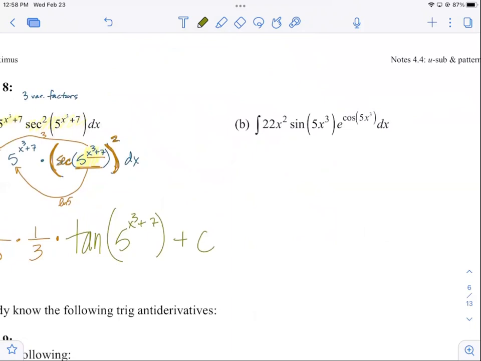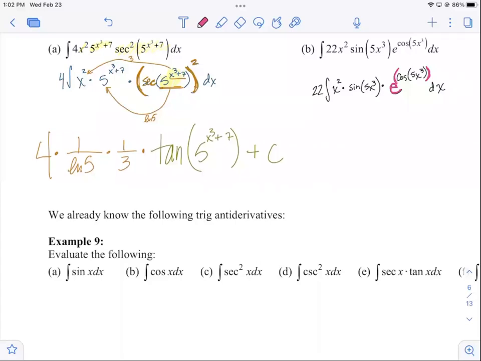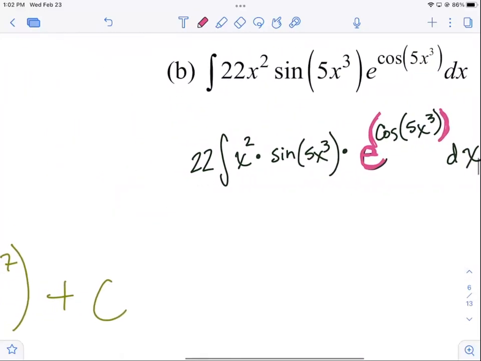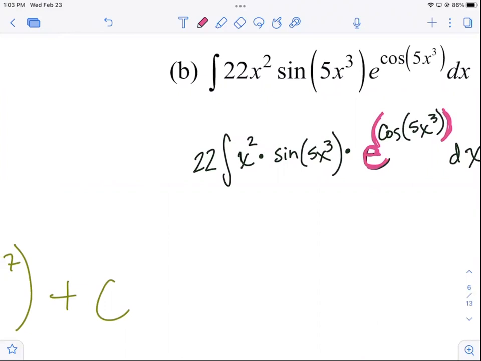All right, y'all try this one on your own, part B on your own. You don't have a lot of triple factors on the AP exam like this one. So if you can handle this one, I feel pretty good for you. All right, so I brought the 22 out front. E to the blob, the derivative of the blob, the derivative of cosine of blob is negative sine of the blob. So we're off by a -1 times the derivative of the blob, which is 15x squared. So we're off by a 15. So we get it. We're only off by a -15.